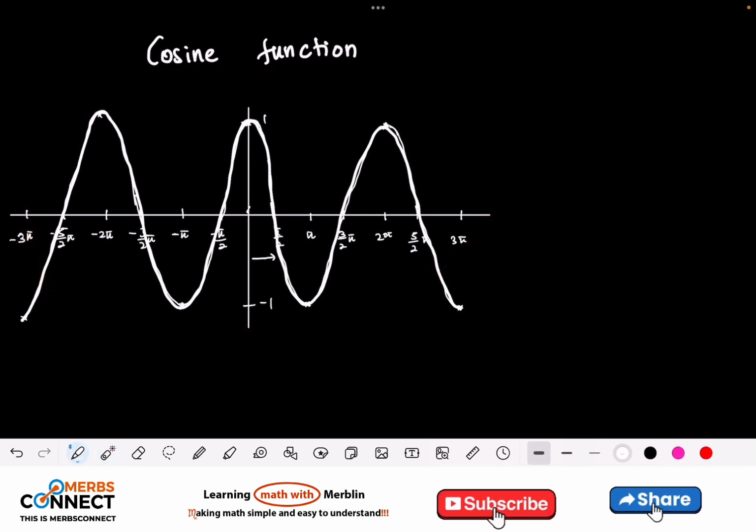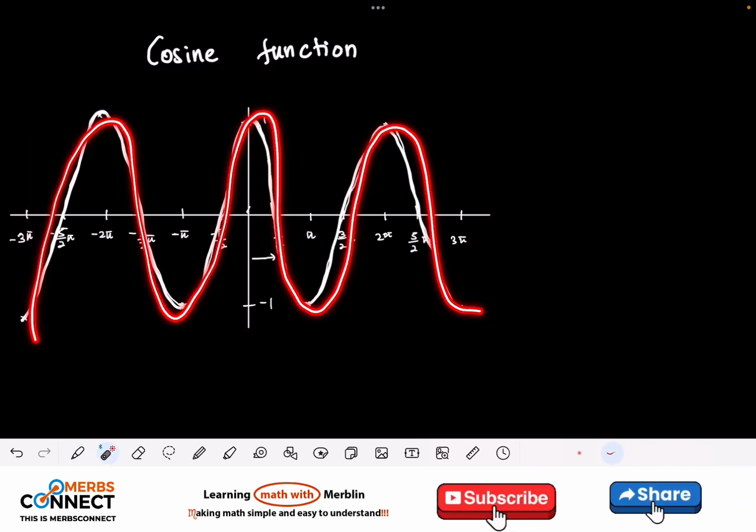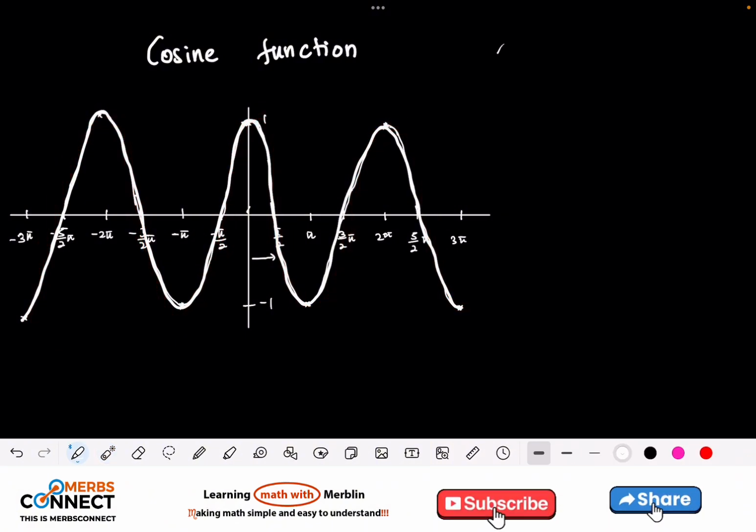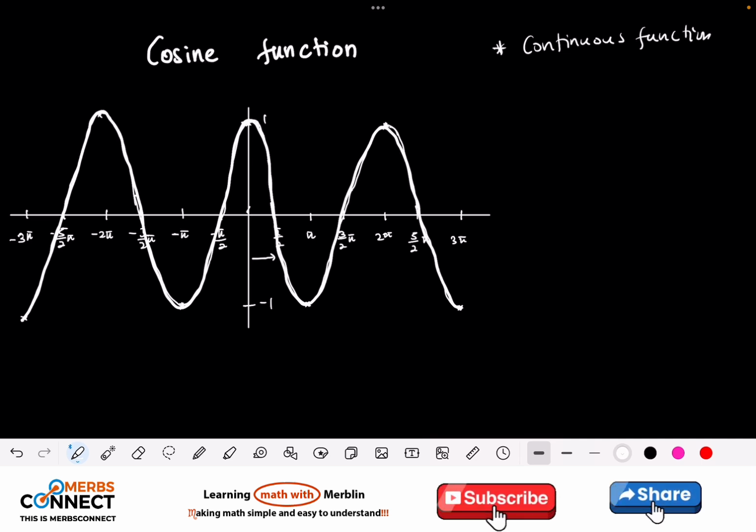But for the cos function too, we can see that when I'm drawing the graph, I don't lift my pencil. So cos is a continuous function. Now, another thing that I need to know is that cos is an even function.